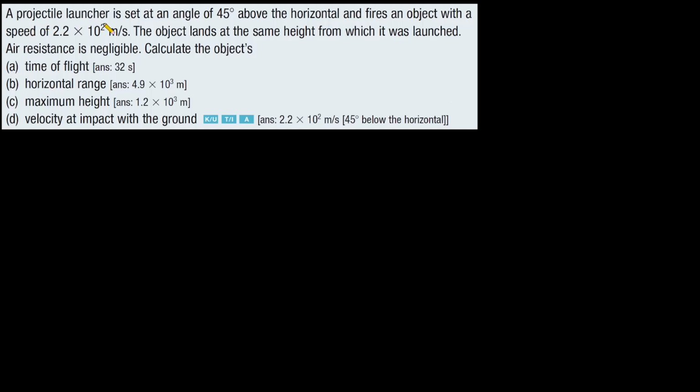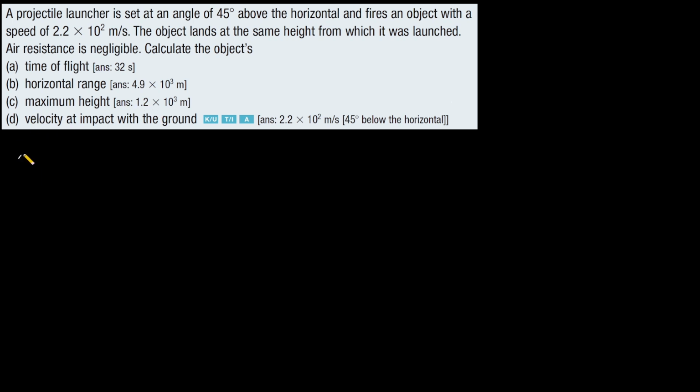Question. A projectile launcher is set at an angle of 45 degrees above the horizontal and fires an object with a speed of 2.2 multiplied by 10 to the power of 2 meters per second. The object lands at the same height from which it was launched. Air resistance is negligible. Calculate the object's A. Time of flight, B. Horizontal range, C. Maximum height, D. Velocity at impact with the ground.